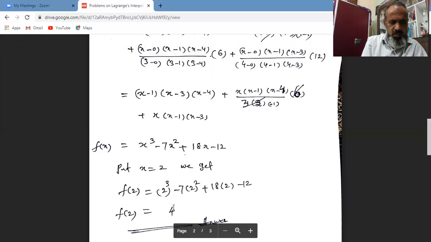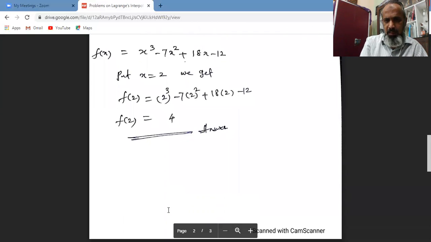So this is the given problem. This is the solution of the given problem: how to find the value of the function at x is equal to 2 by using Lagrange's interpolating polynomial or Lagrange's formula.